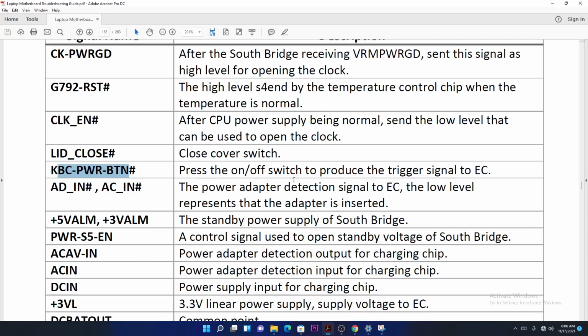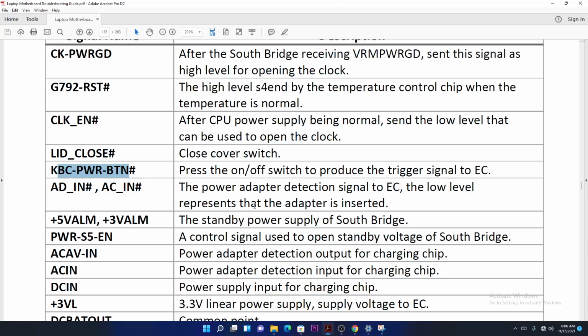All right, when you're pressing the power button, it triggers what? The EC. The EC means embedded controller, that big chip, the startup chip. There's a signal going there: ACIN or ADIN. Okay, adapter in or AC in, the same thing. The power adapter detection. It detects the power adapter.